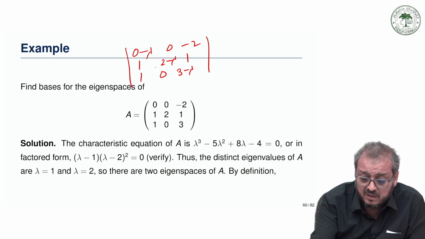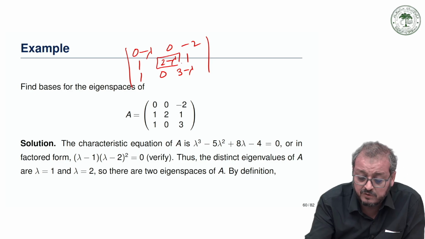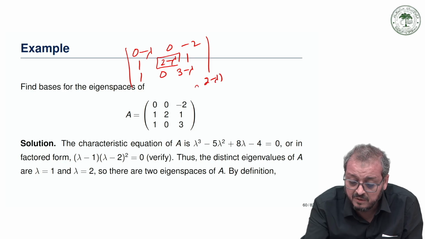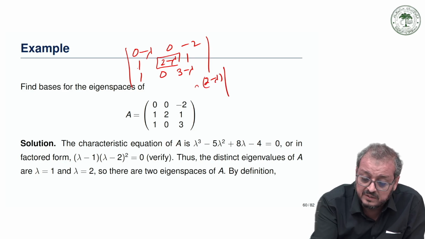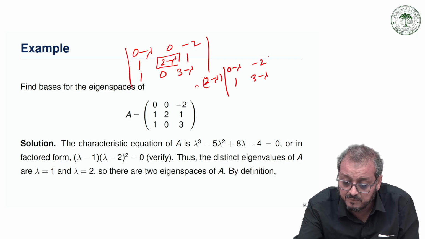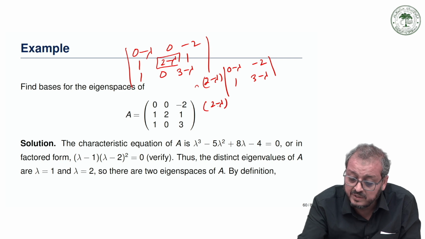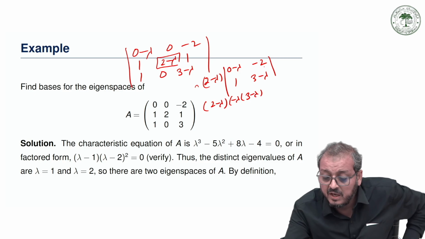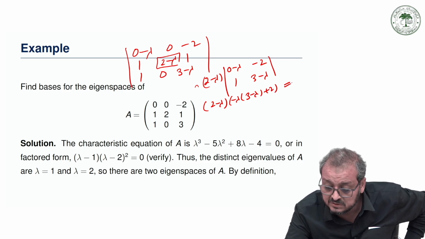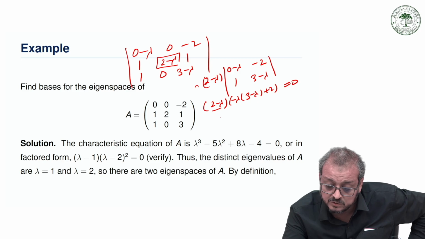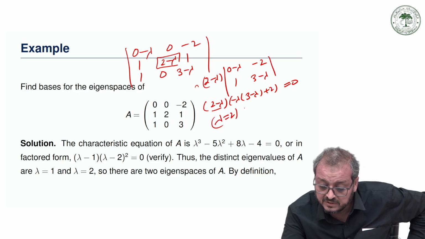Starting from here, corresponding to this form, we can write 2 minus lambda, and then this goes to, and this goes to, 0 minus lambda, minus 2, and 1, 3 minus lambda, the rest of them zeros. We can say that 2 minus lambda, and minus lambda into 3 minus lambda, and minus 2, and then plus 2, and this is equal to 0. So clearly one of the roots is lambda equal to 2.